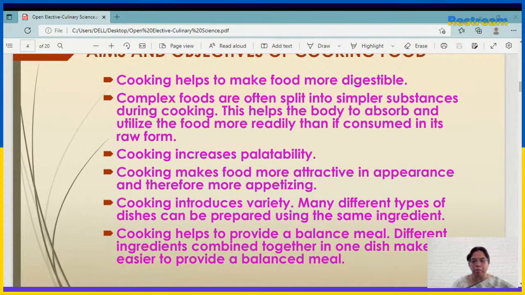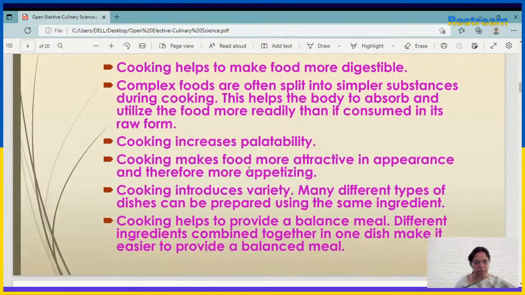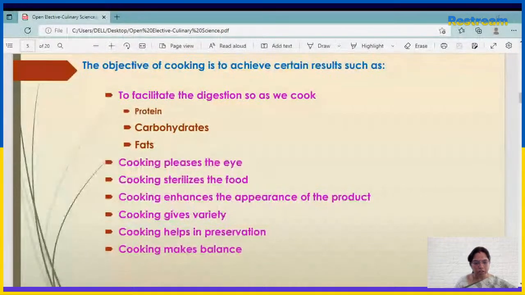Cooking helps to provide a balanced meal, so you will get a balanced meal. That means all types of nutrients are available in the food. Then different ingredients combined together in one dish make it easier to provide a balanced meal. If you don't cook and are eating only raw vegetables and raw fruits, it doesn't make a difference. There are certain ingredients that have to be cooked at any cost. So that's the reason you need to balance your diet. So that is about the aims of cooking.